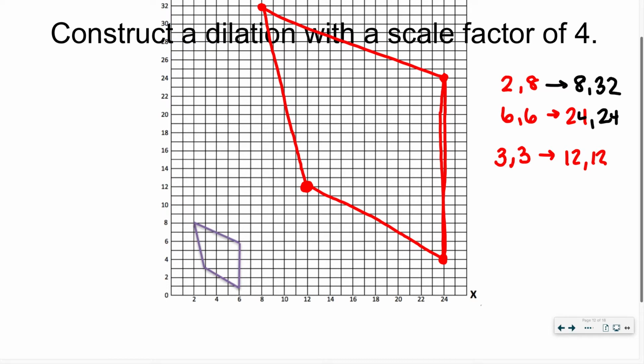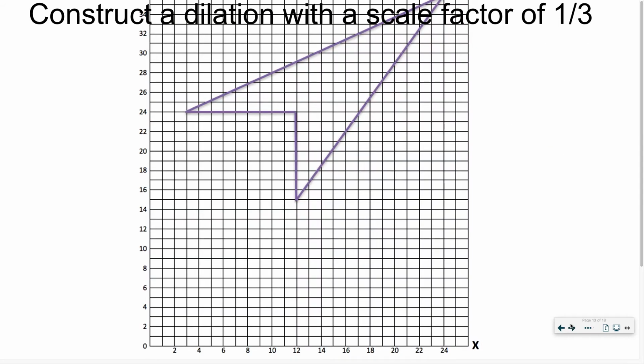So that image, because we did the same thing to every coordinate, it's still going to be the exact same relationship. They're just going to be in different places. Alright, so we're actually not going to do this one. We're going to pause the video. I'm going to give you your activity.